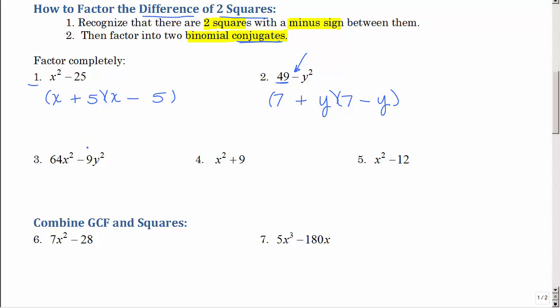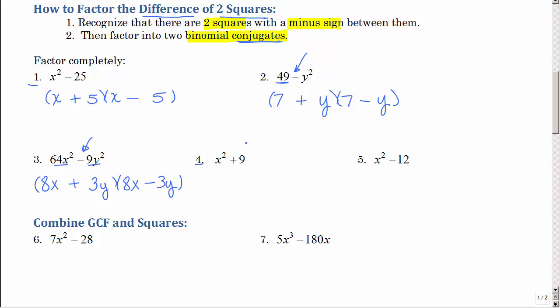Look at the third one. We have the difference of two perfect squares. So 64x squared. 8x times 8x is 64x squared. 3y times 3y is 9y squared. And then we need that conjugate part, that plus and then minus.